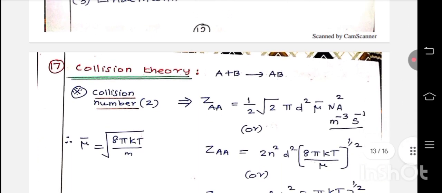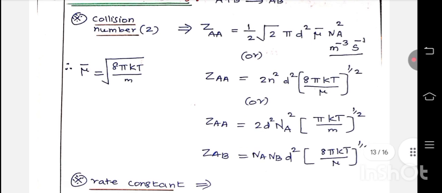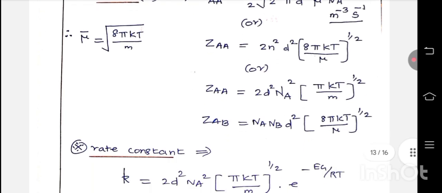A plus B gives AB. Here we will not discuss the theory, only look at the important terms. Collision number Z equal to ZAA equal to 1/2 √2 pi d square mu bar NA square. Its unit is meter -3 second inverse. Mu bar equal to √8 pi KT by m. Or ZAA equal to 2n square d square (8 pi KT divided by mu) whole power 1/2.